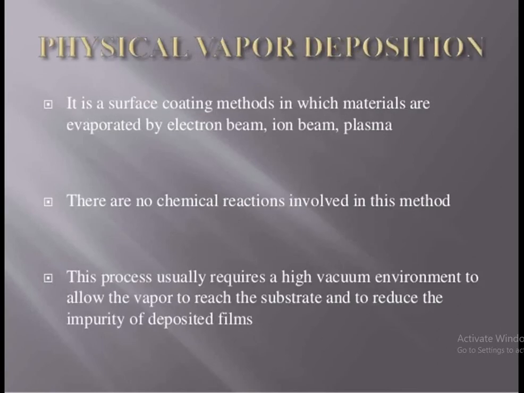Here, what is happening? There is no chemical reaction involved. In CVD there is a chemical reaction, but in this method there is no chemical reaction involved, and it is generally evaporation of materials by an electron beam, ion beam or plasma. This process usually requires a high vacuum environment to allow the vapor to reach the substrate and to reduce the impurity of the deposited films.